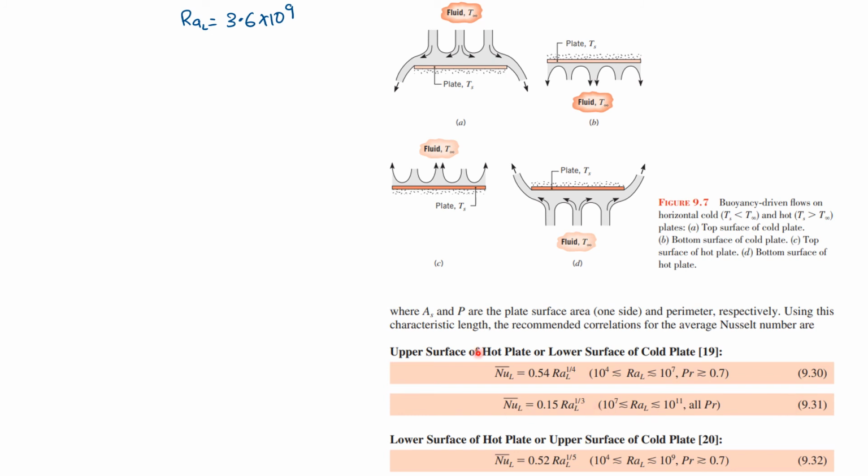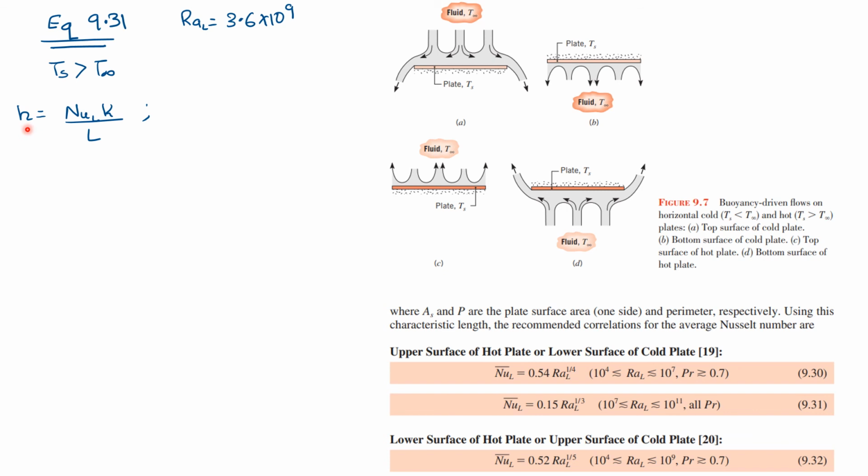Okay, so we've seen that our Rayleigh number is 3.6 times 10 to the power 9. So we use equation 9.31 for our hot plate. You need to be careful when you read the labels or the titles of these equations and the conditions. We cannot use equation 9.30 because our Rayleigh number does not fall in this range. Our Rayleigh number is 3.6 times 10 to the power 9. So we use equation 9.31, and it's true for all Prandtl numbers, so we need not worry about that.